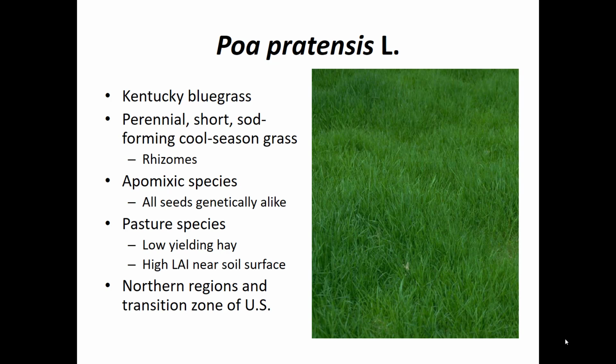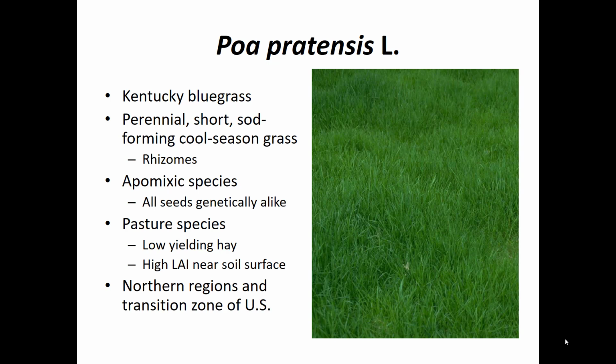The scientific name for Kentucky bluegrass is Poa pratensis, and as we've said before, the origin of pratensis is pasture, and Poa is the general term for grasses. The common name, of course, is Kentucky bluegrass.